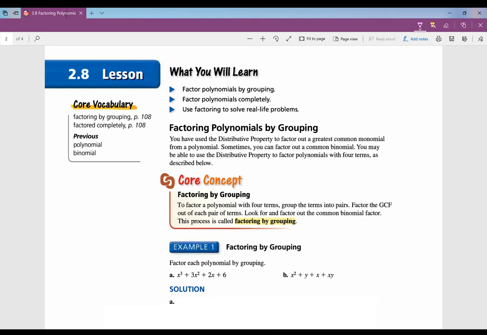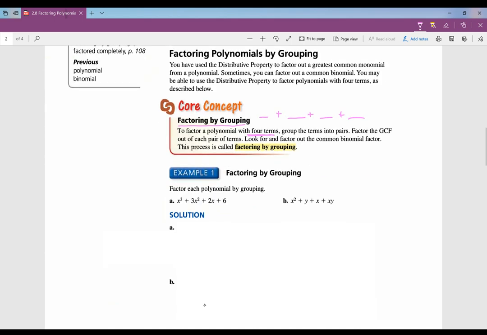So in 2.8, we're going to talk about factoring polynomials by grouping and factoring polynomials completely. So the new part is factoring by grouping. This is when we're going to factor a polynomial with 4 terms. So it's going to have 1, 2, 3, 4 terms. And we're going to do this by pulling out GCFs. So let's do an example.